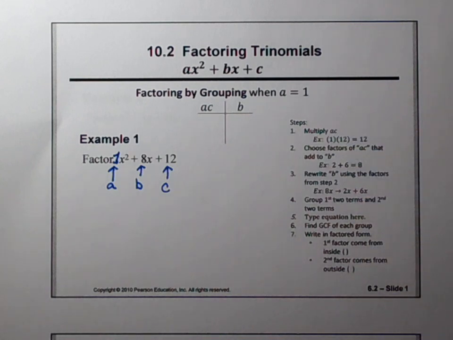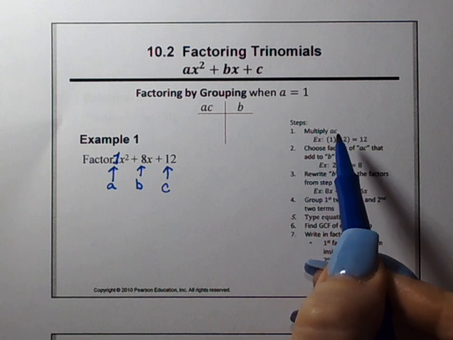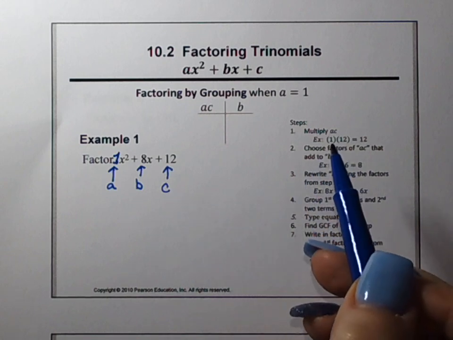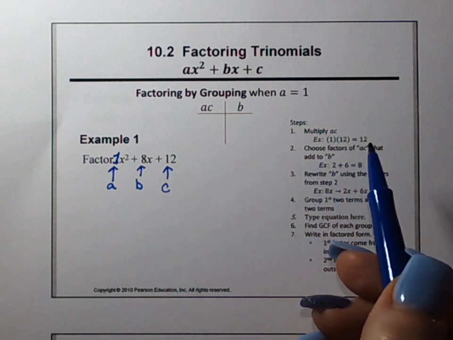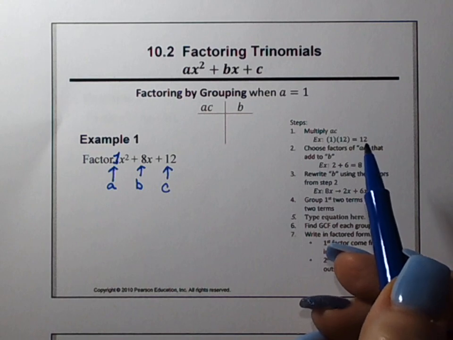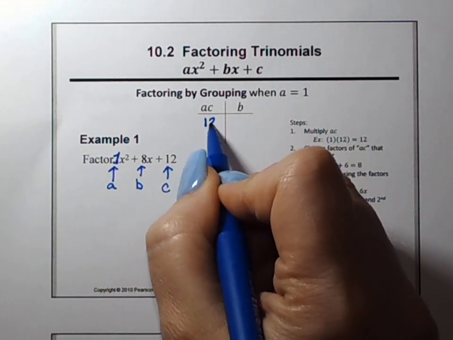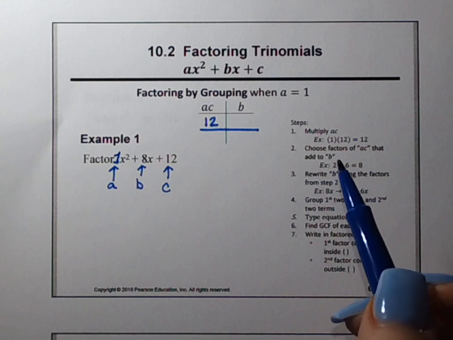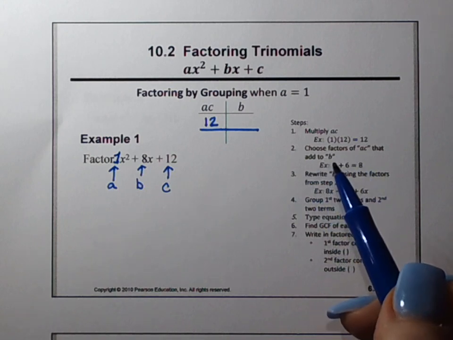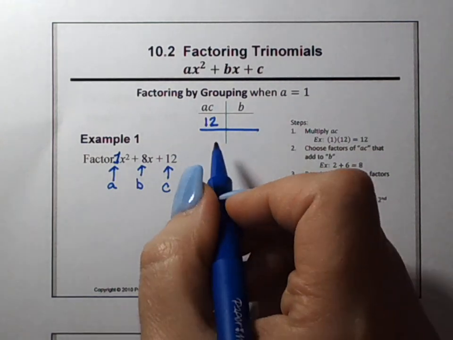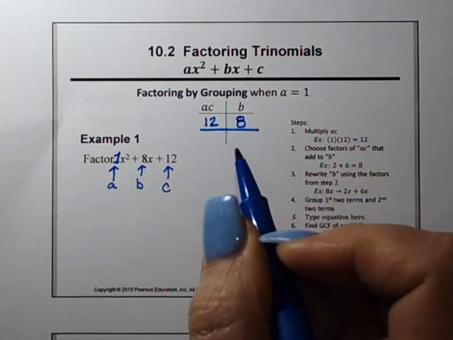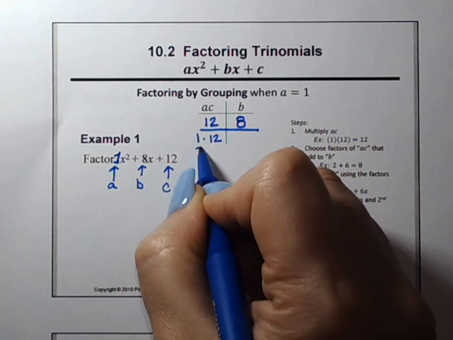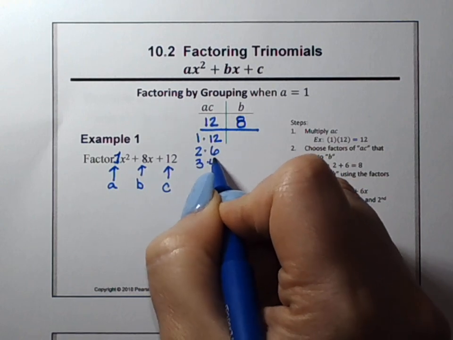So the first thing we're going to do is multiply the a and the c together. In this case, our a is 1 and our c is 12. As you can see, I've set that up for us already, and a times c, or 1 times 12, is 12. So when we set this up to get our factors, I'm going to write down our 12. Step 2 is to choose factors of ac that are going to add up to b. So we need to see what b is. b is 8. And we need to figure out what our factors of ac are. So we've got 1 times 12, 2 times 6, and 3 times 4.